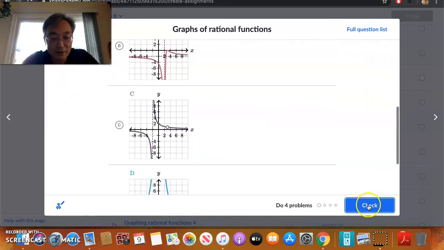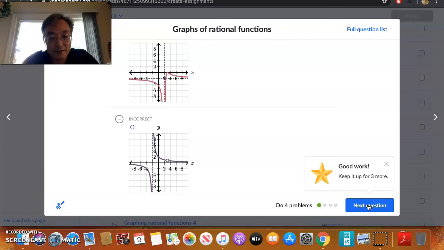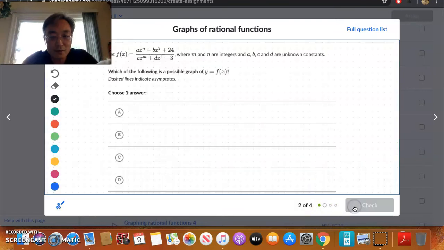Okay, so let's take a look, and that is correct, right? Because that was the only one that had both 3 and negative 3 with some sort of discontinuity. And everything else just had only 1 at positive 3 or negative 3. Let's do one more.